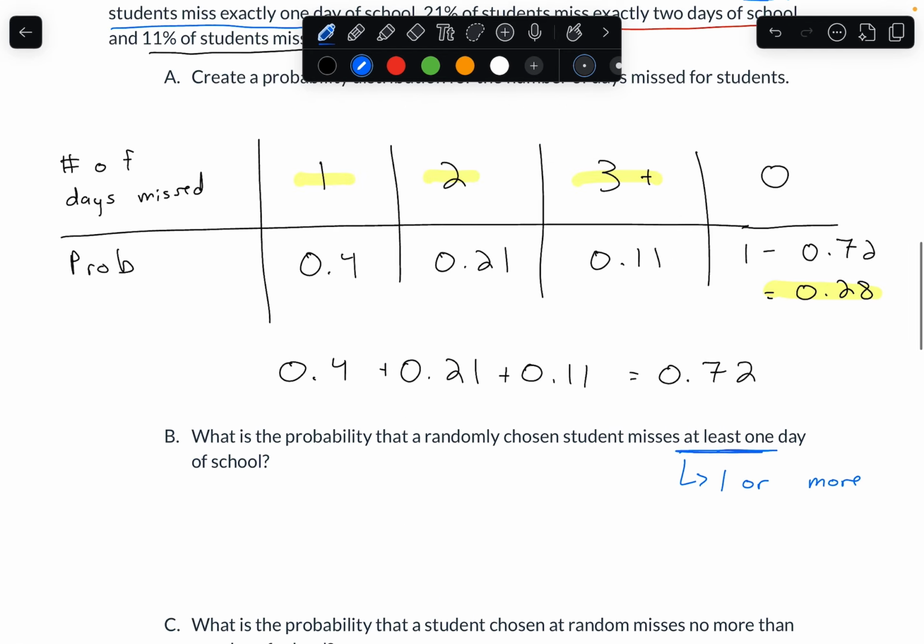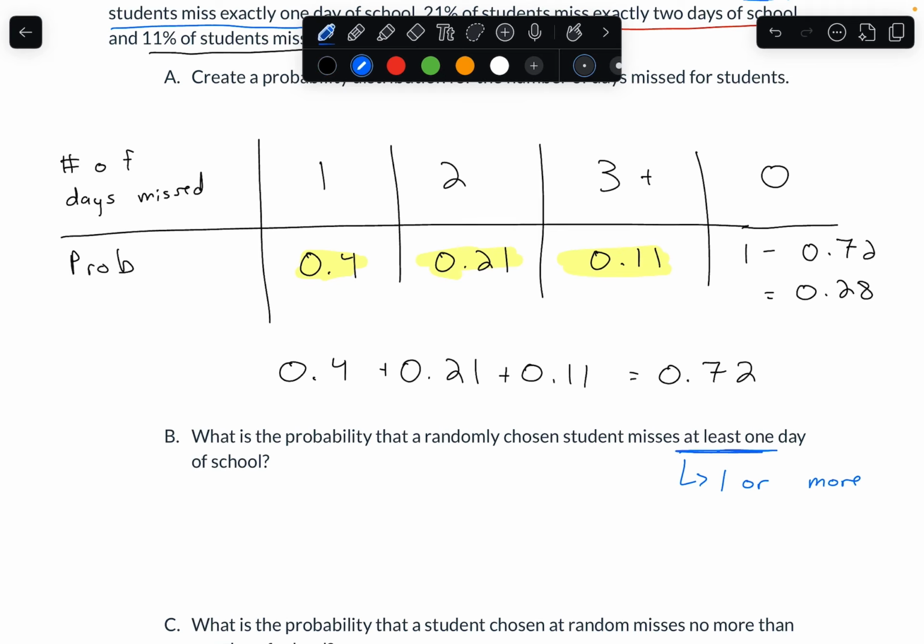So if I look back at my probability distribution, let's get rid of this highlighting here so we can focus on this. If I miss at least 1 day, well, 1 is at least 1, so it could be 40%. 2 is at least 1, so it could be 21%. And 3 plus is at least 1, that's 11%. All 3 of these are possibilities, so it could be 1 or 2 or 3 or more.